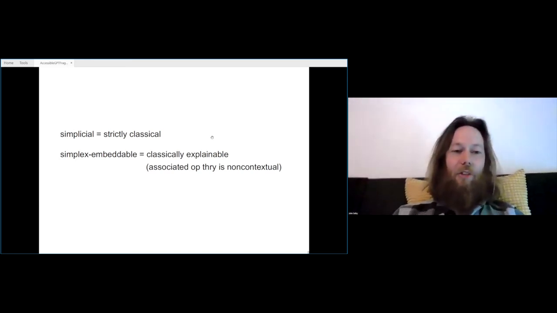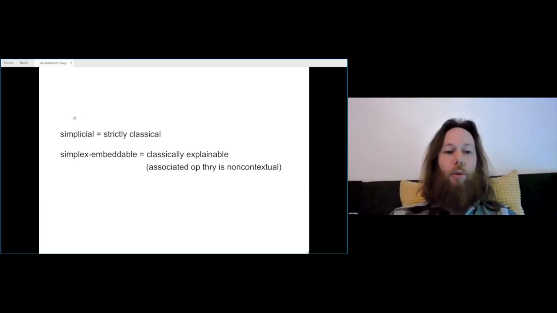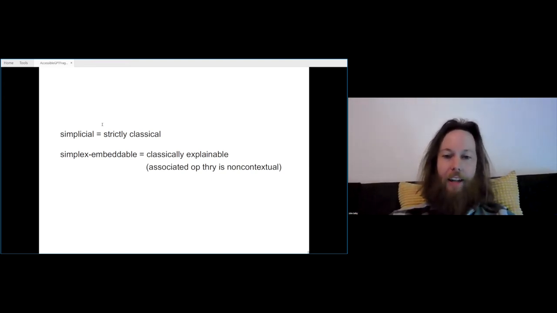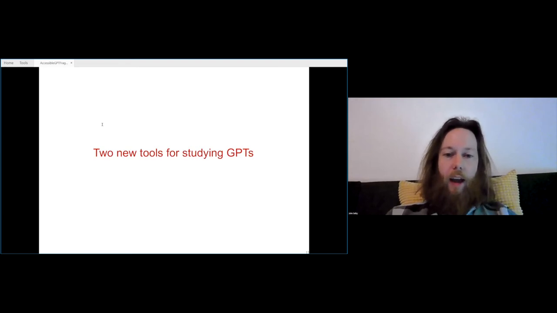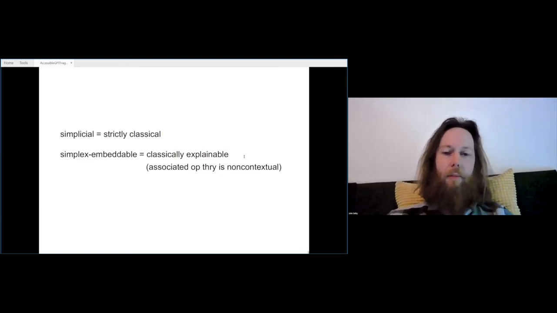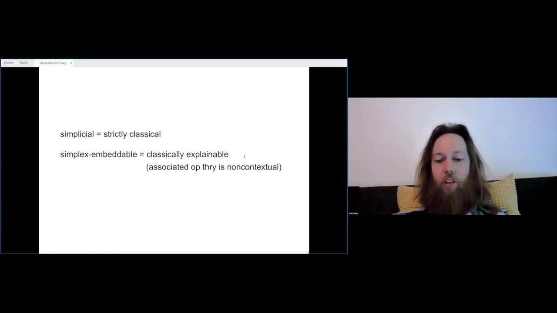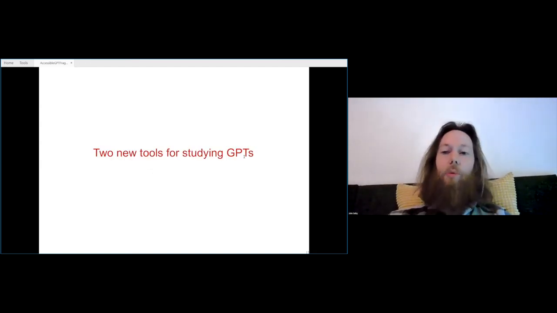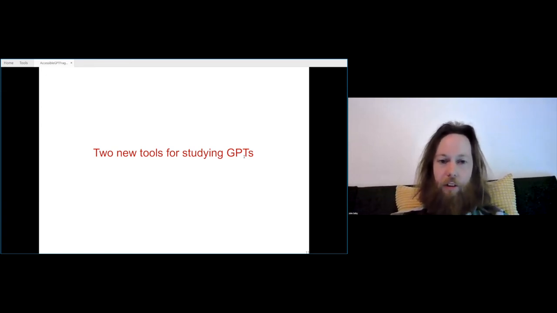We have now said that simplicial GPTs are those that are strictly classical, whereas those that are simplex embeddable are classically explainable. And it turns out that this notion of classical explainability of a GPT is exactly the same thing as Spekkens' notion of generalized non-contextuality, just with a geometric spin on it. But now that we have characterized things in the language of GPTs, we can use this and try and push it a little bit further. So we're going to introduce some new tools for studying GPTs and then see what they tell us about classicality at the end of the day.